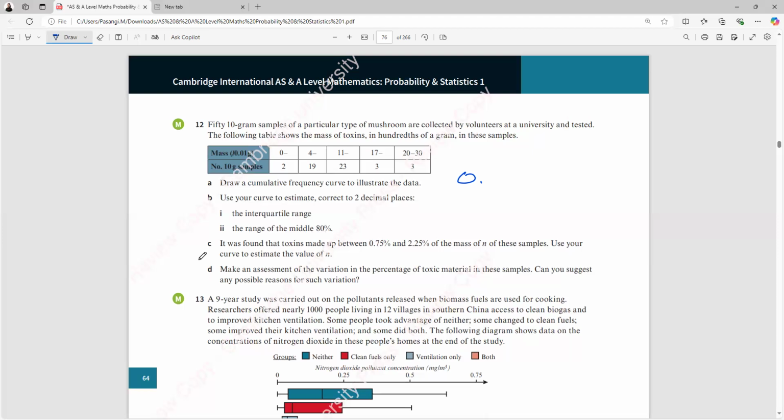It was found that toxins made up between 0.75 and 2.25%. If it's a box plot, the minimum value and the maximum value would be the 0.75 and the 2.25. The interquartile range should equal this interquartile range. By using that, we can find out the number of elements there.